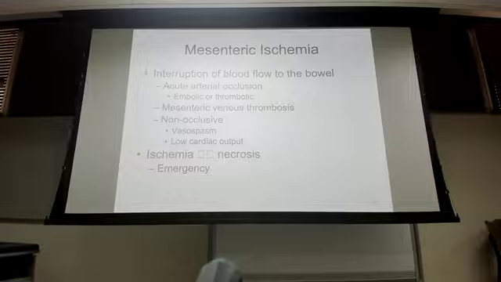So that can happen in the arteries or the veins, and we can also have vasospasms that shut down the blood flow to our mesentery. And those are non-occlusive. Because ischemia can lead to necrosis, it's an emergency.